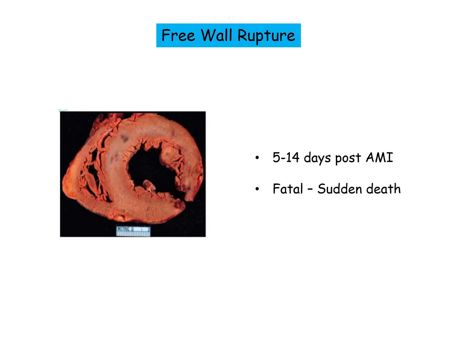The third potential mechanical complication that patients with acute myocardial infarction might develop is free wall rupture, which usually occurs 5 to 14 days post-acute myocardial infarction. This is unfortunately a fatal event leading to sudden death because patients will have immediate cardiac tamponade, and usually we do not have enough time to take them down to the surgery.